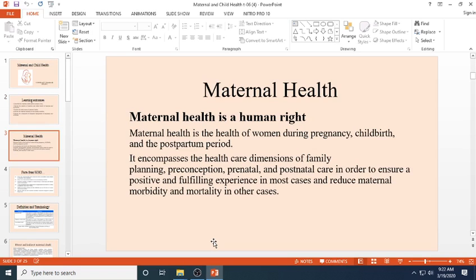Let's see what is maternal health. Maternal health is the health of women during pregnancy, childbirth, and the postpartum period. It involves not only the antenatal and postnatal care, but also care dimensions of family planning and preconception care.